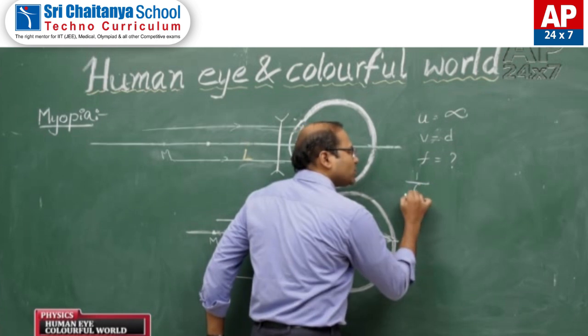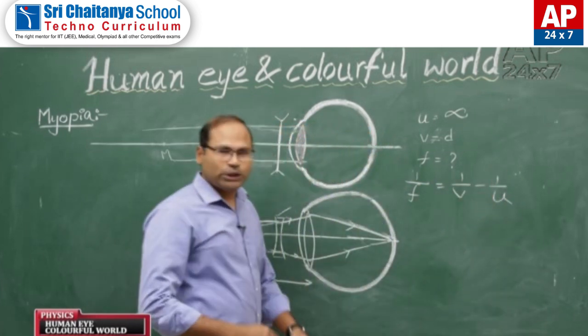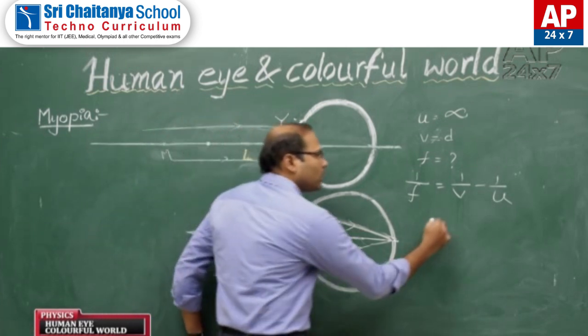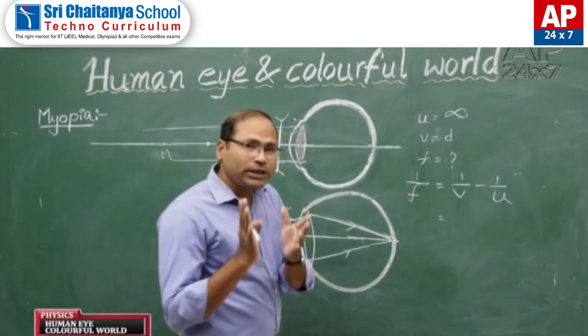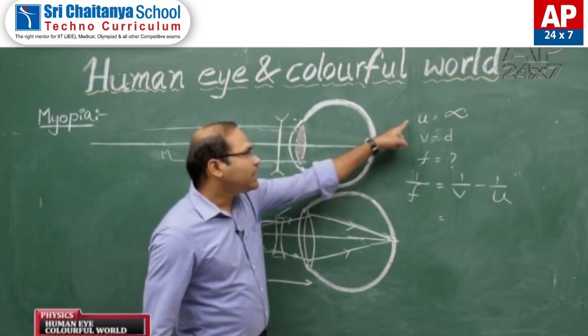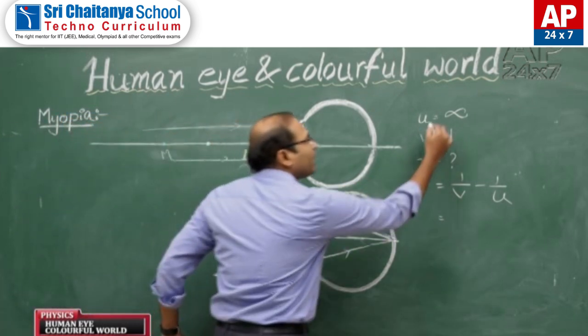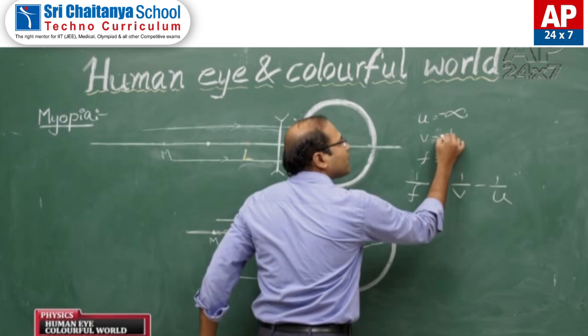For that, we use the formula 1 by f is equal to 1 by v minus 1 by u, which is lens formula. Now, substitute the values. Before substituting them, apply the sign convention rules. As the object and image distance are opposite to the direction of incident ray, we need to apply negative sign for both of them.